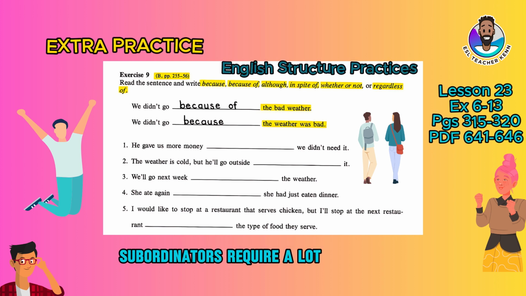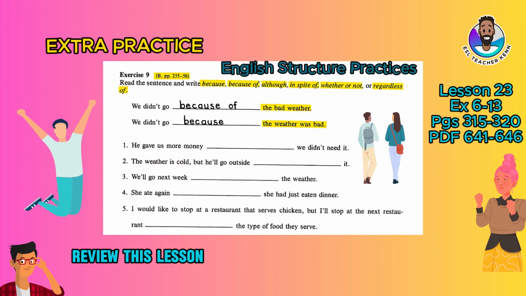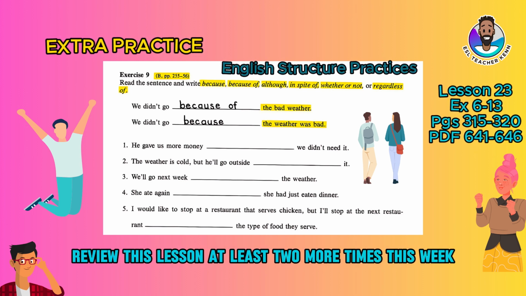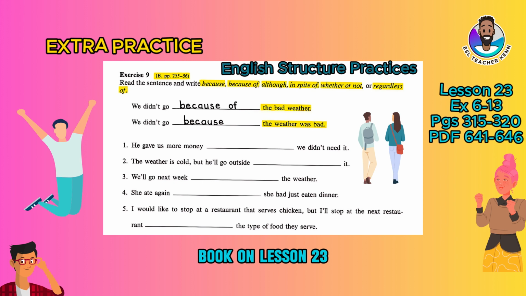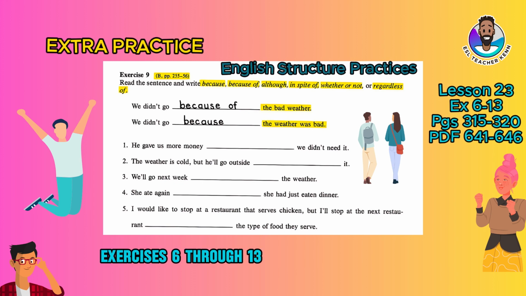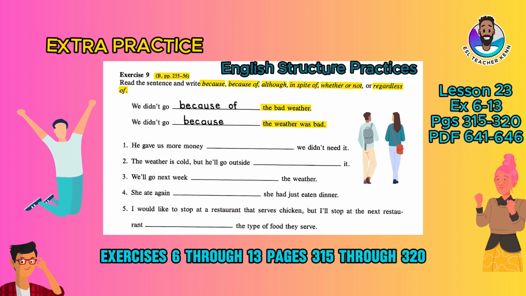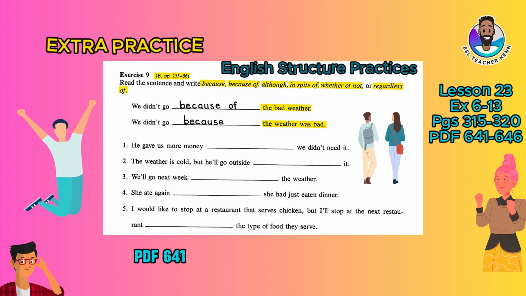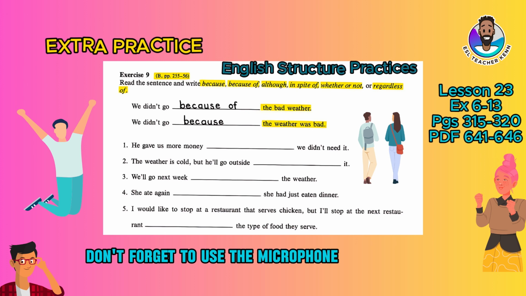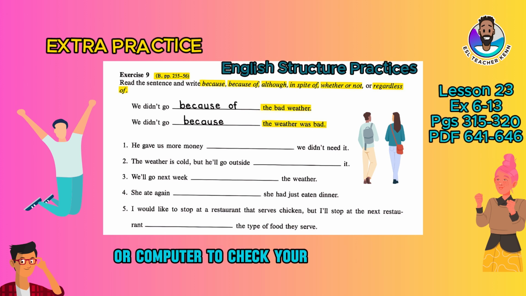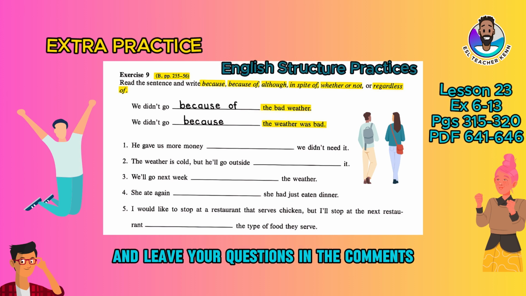Subordinators require a lot of practice in order to internalize them correctly. Review this lesson at least 2 more times this week and use the English Structure Practices book on Lesson 23, exercises 6 through 13, pages 315 through 320, PDF 641 through 646 along the week. Don't forget to use the microphone in your phone or computer to check your pronunciation. Check the answer key in the back and leave your questions in the comments.